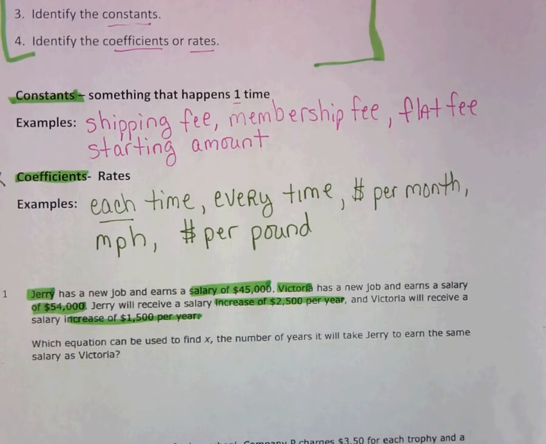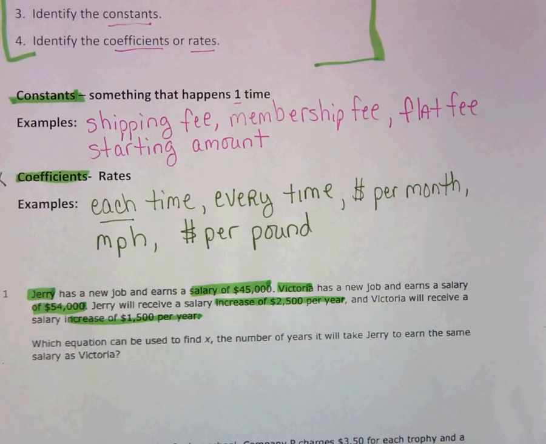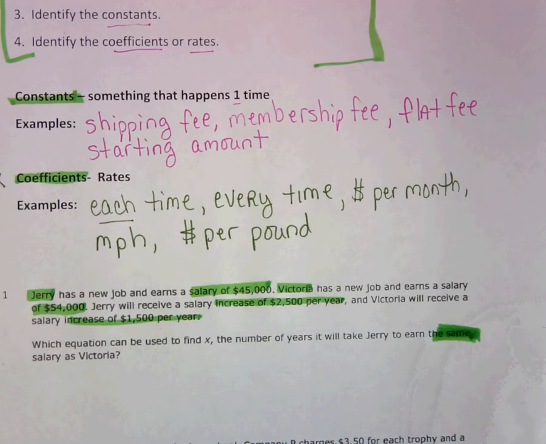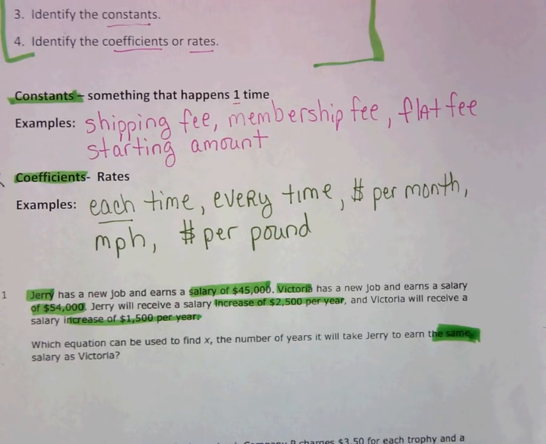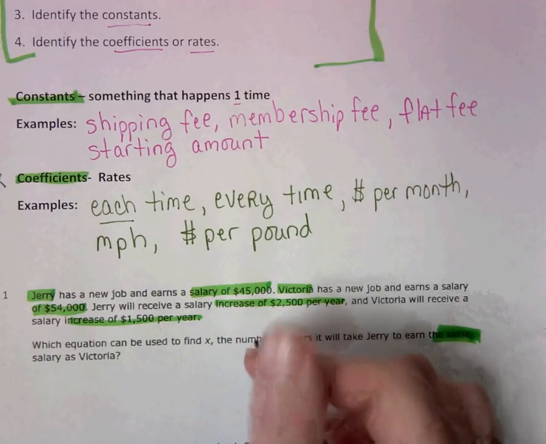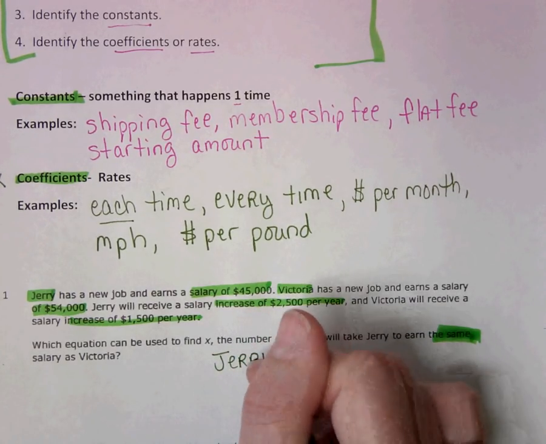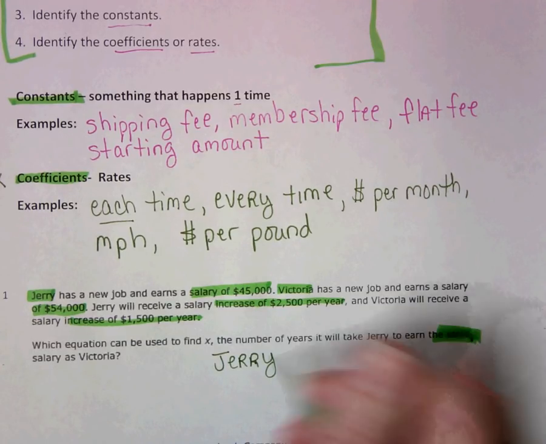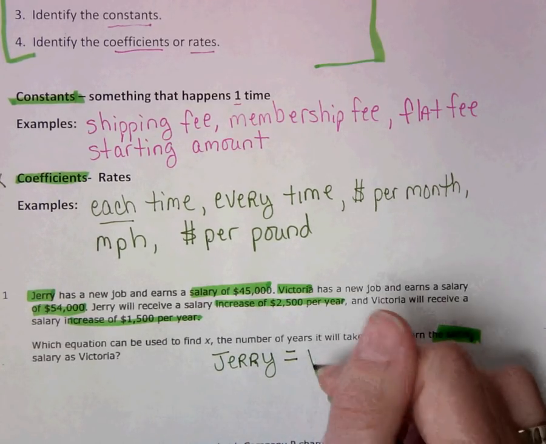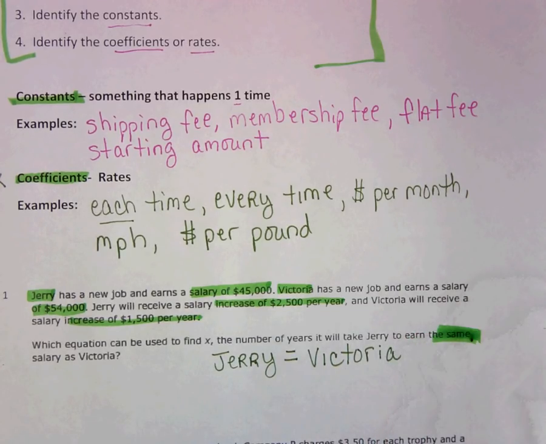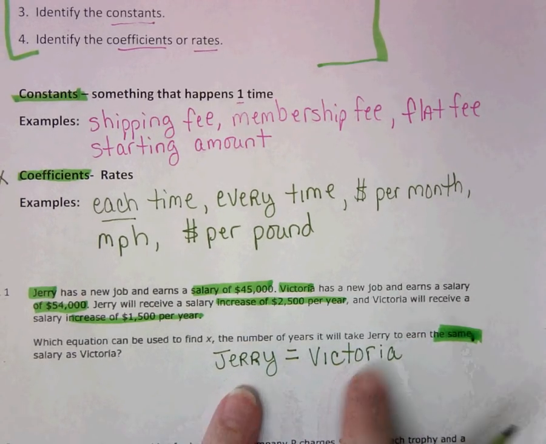And then the question, what we need to pay attention to, is that we're looking for when Jerry and Victoria are the same. So that's step 1. Step 2, we want to determine what we're comparing. We're trying to see when is Jerry the same, which means equal to Victoria. That's what I mean by determine what you're comparing and write it, because that's going to be really helpful.